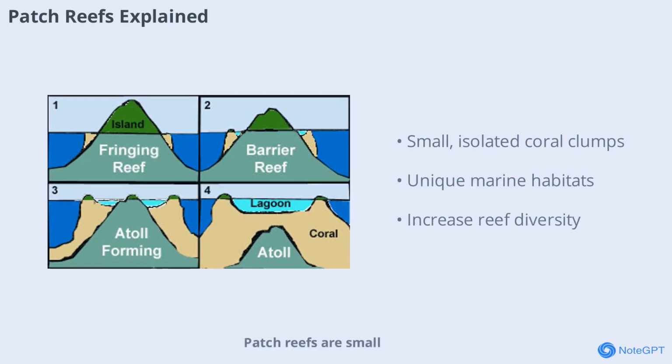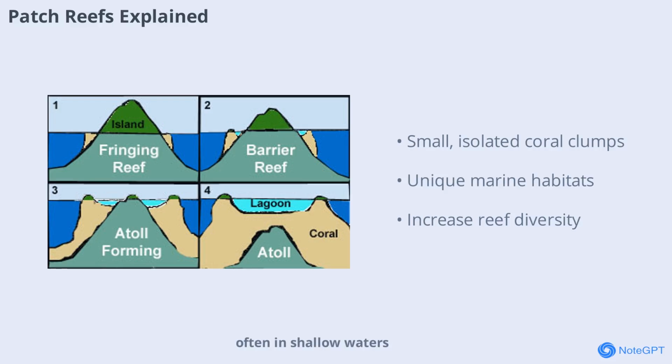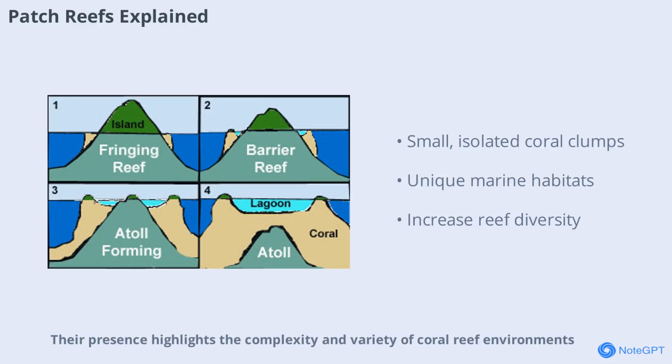Patch reefs are small, isolated coral formations that don't connect to larger reef systems. They can be circular or rhomboid in shape and are usually separated by sand or mud. Patch reefs are important because they provide unique habitats for marine organisms and contribute to the overall diversity of reef ecosystems. Unlike fringing or barrier reefs, patch reefs are scattered and can be found in various locations, often in shallow waters. Their presence highlights the complexity and variety of coral reef environments.